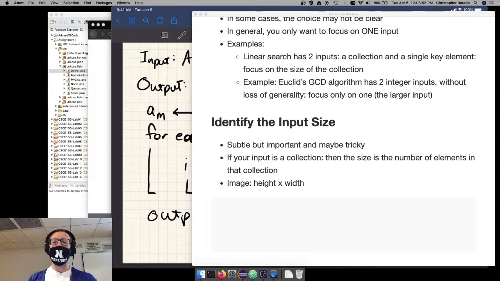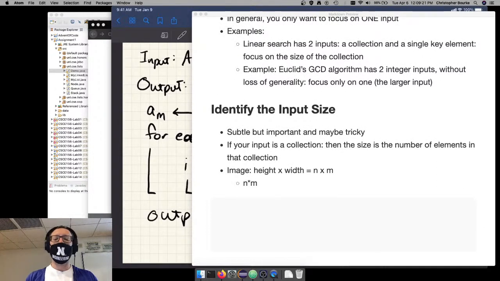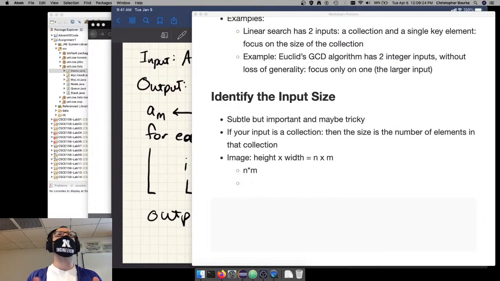So what could be one possible input size here? Let's give these names. Let's give this N by M. What's the input size of an N pixel by M pixel image? Okay, so you could go N times M, right? That's exactly a correct answer, but I want to simplify this. That's 2 variables. Let's cut 2 variables down to just 1 variable.